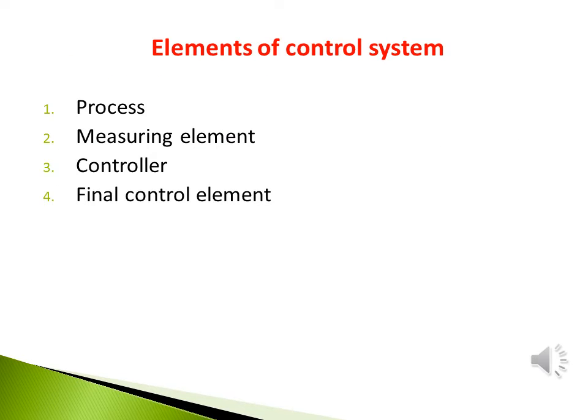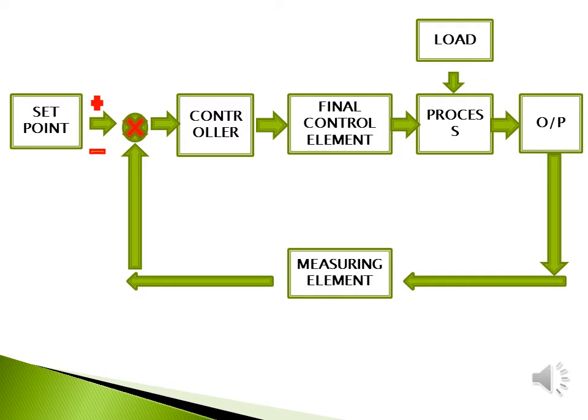These are the four basic elements of control system. First one is process, second one is measuring element, third one is controller, and fourth one is final control element. This is the schematic representation of a closed loop control system. It includes process, measuring element, controller and final control element. Now we can see its working. First of all, we have to set one value, that is called the set point value or the desired value.